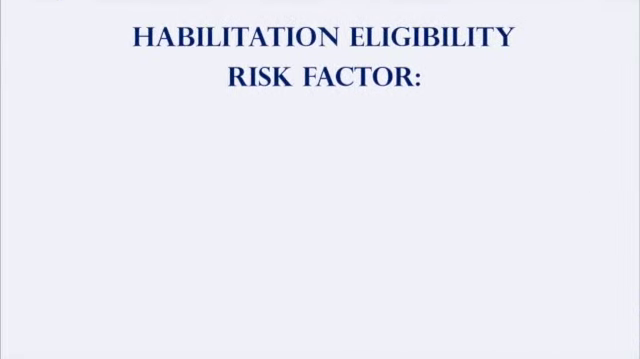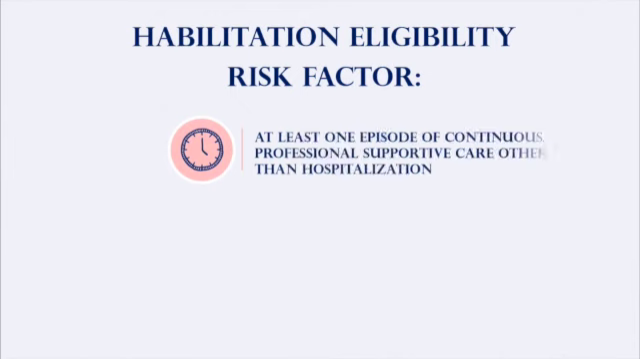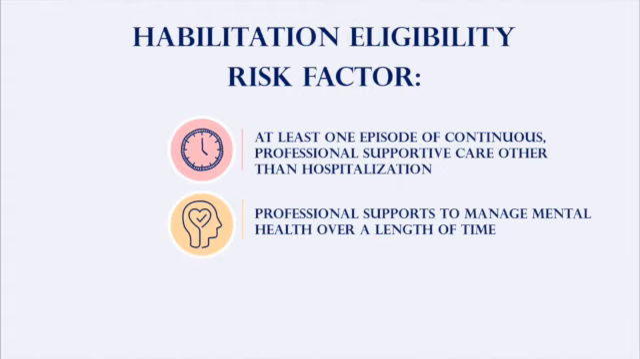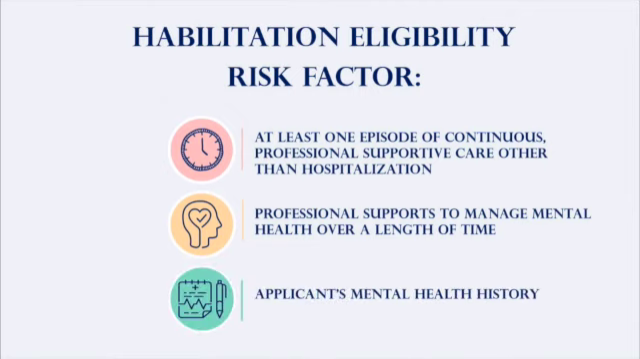Or 2, has a history of psychiatric illness resulting in at least one episode of continuous, professional supportive care other than hospitalization. This means that the person requires or has required other professional supports to manage their mental health over a length of time. This determination is made by looking at the mental health history of the applicant.